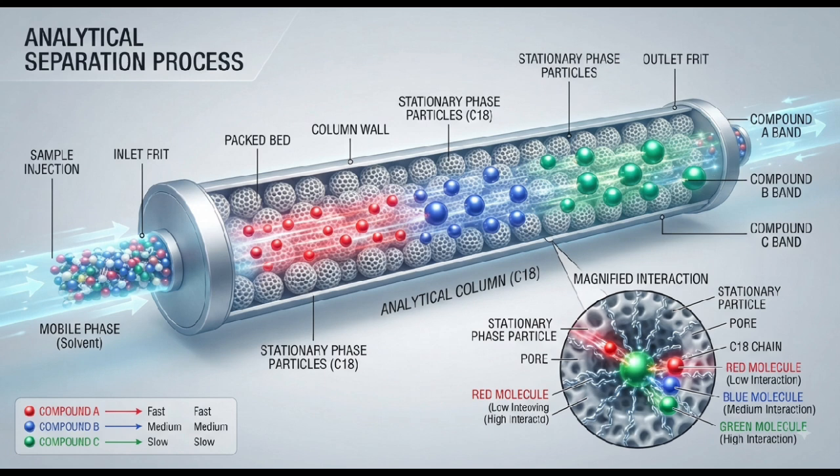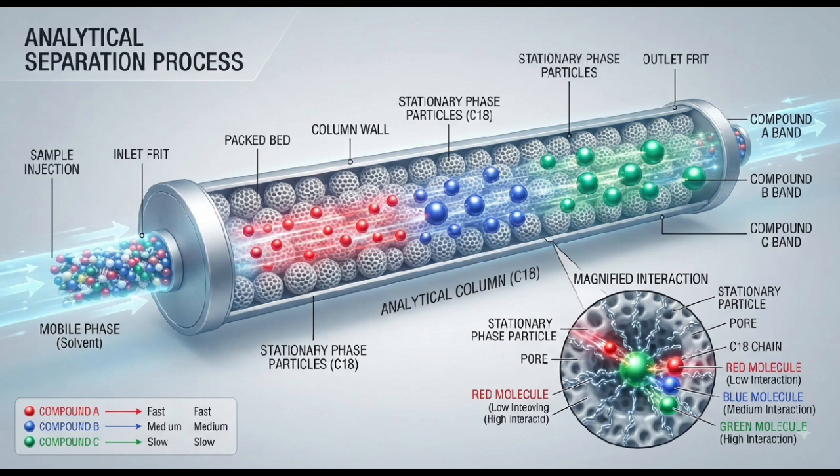Separation inside the column. As the injected sample travels through the column, its components interact differently with the stationary phase. Some components interact strongly and take longer to elute, while others interact less strongly and elute earlier.